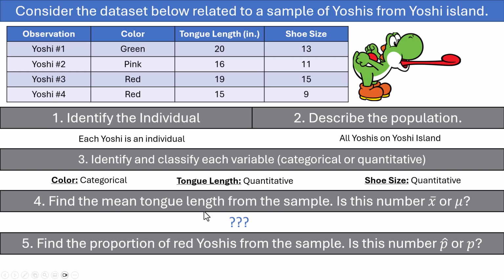I'm going to skip number 4 for now and go right to number 5, which is find the proportion of red Yoshis from the sample. Well, if we look here, we have 2 reds out of the total of 4, so we're going to take 2 out of 4. That equals 0.5, and we're going to use the symbol p hat to represent that because we only have a sample of Yoshis. So when you have a sample, we should use the sample value, which is going to be p hat.